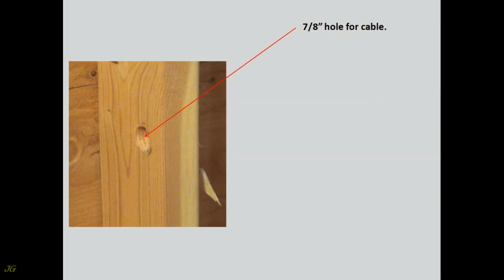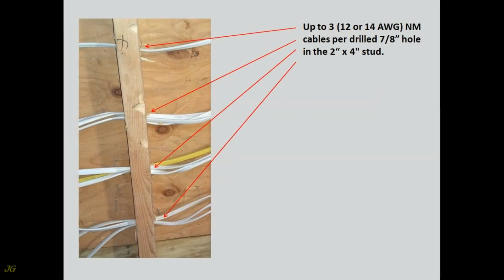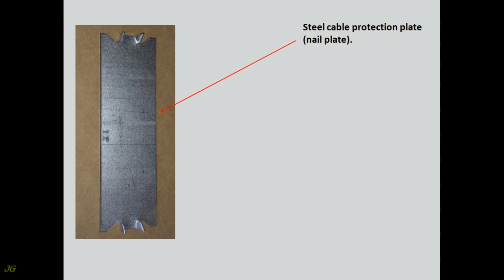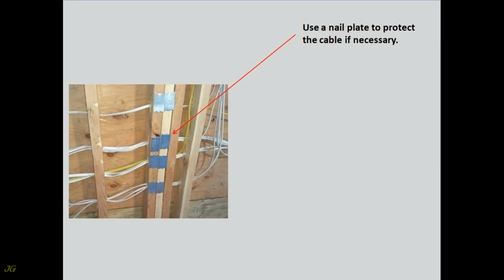7/8 hole for cable. Up to 3 12 or 14 gauge NM cables per drilled 7/8 inch hole in the 2 by 4 inch stud. Steel cable protection plate, nail plate. Use a nail plate to protect the cable if necessary.